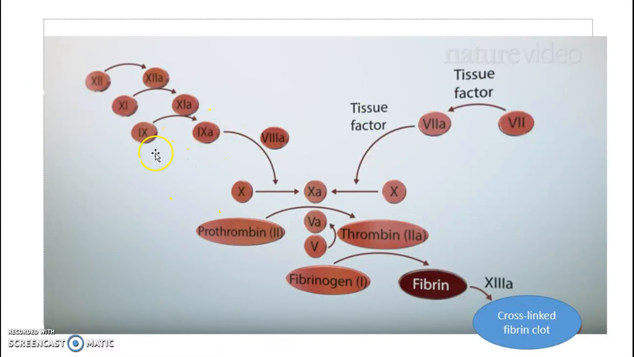So another diagram from Nature video showing you the coagulation cascade from factor 12 to 12A, 11 to 11A, 9 to 9A, 10 to 10A. Factor 10A is there, and then factor 5 to 5A, prothrombin to thrombin, fibrinogen to fibrin, and we have the cross-linked fibrin clot.